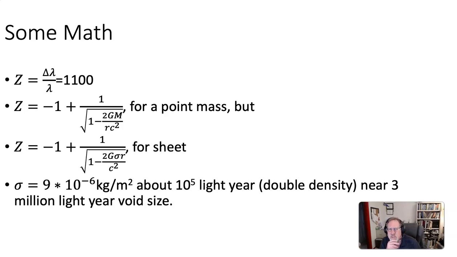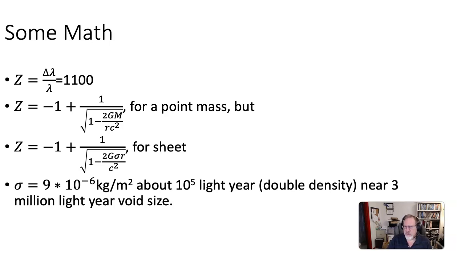Anyway, so we go and we look at Z. This is the lengthening of the background radiation due to this redshift of the background radiation. We have it at 1,100. That's how the wavelengths are being stretched.